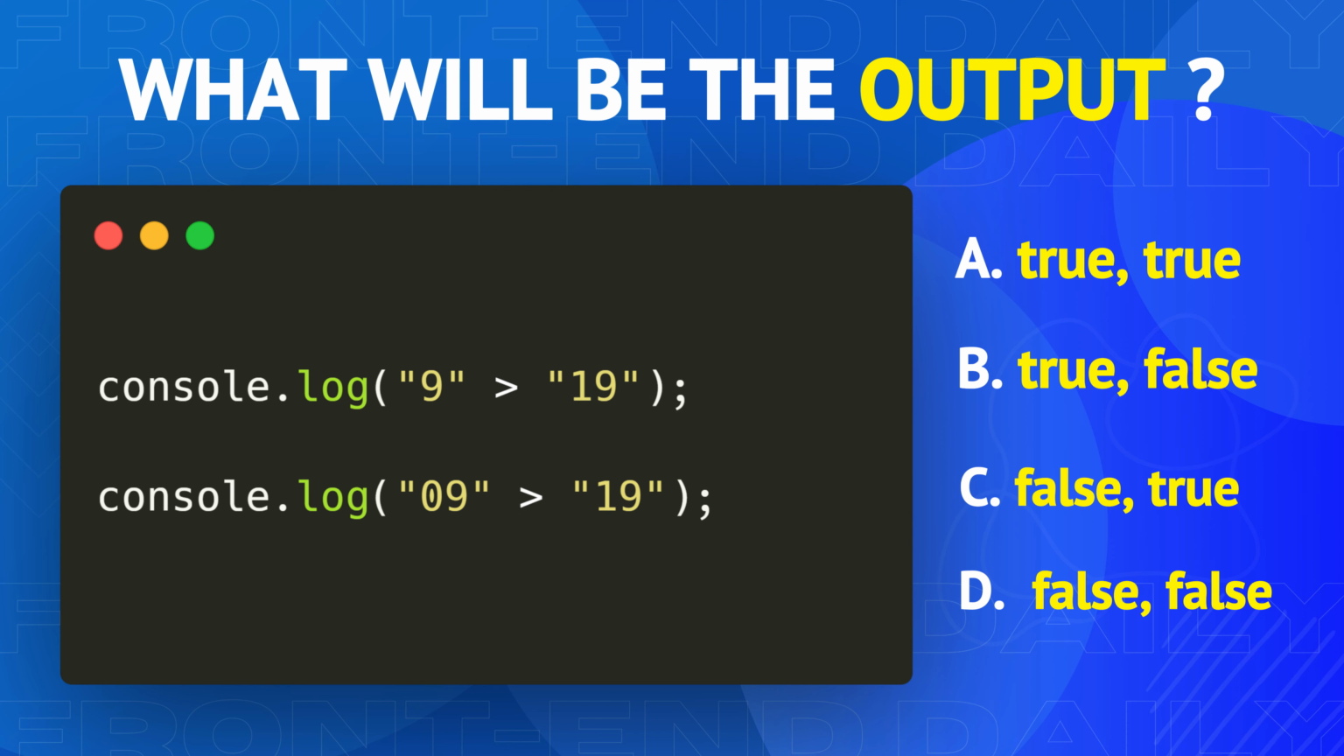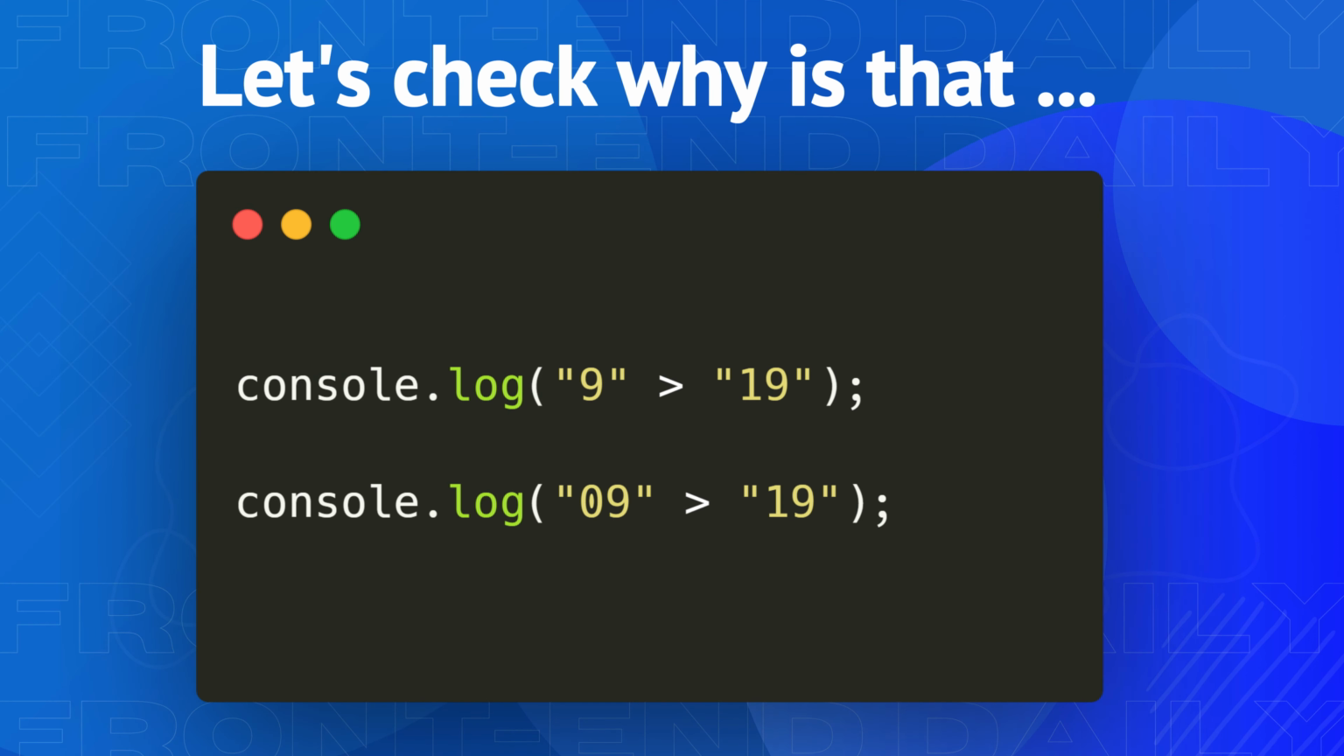The correct answer is B, true and false. Let's check why that is. In JavaScript, when comparing strings with relational operators like greater than, JavaScript compares them lexicographically, similar to alphabetical order rather than numerically. Console log 9 greater than 19. JavaScript compares 9 with string 19 lexicographically. Since 9 comes after 1 in lexicographic order, 9 greater than 19 evaluates to true.